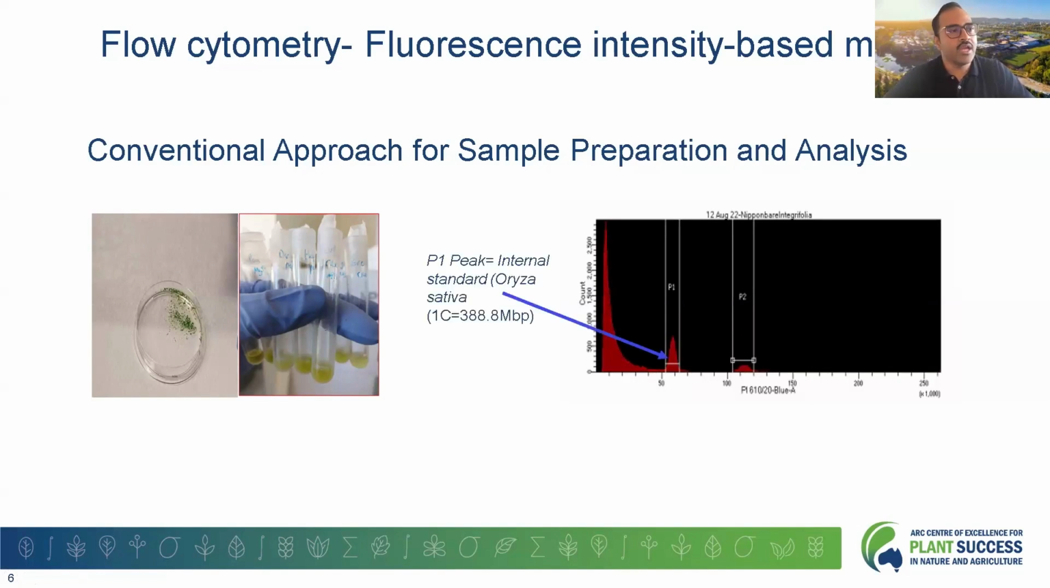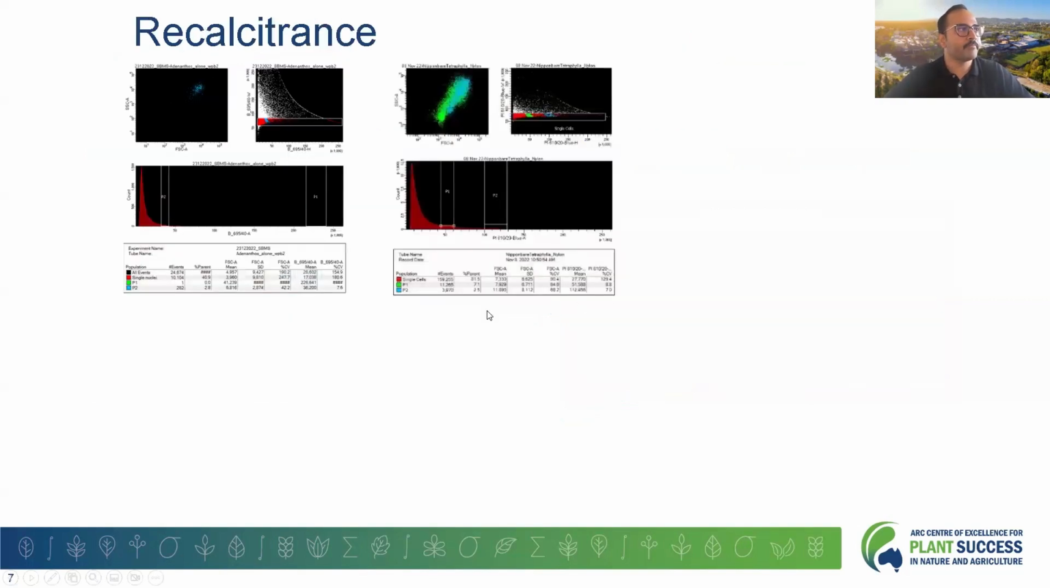So here in this case, P1 is our internal standard, Nipponbare rice, and we know the genome size of this species. So how do we calculate the genome size of the test species, P2? Just by getting the fluorescence ratio between P2 and P1, which is roughly 2 times. So the genome size would be roughly 2 times that of the internal standard here.